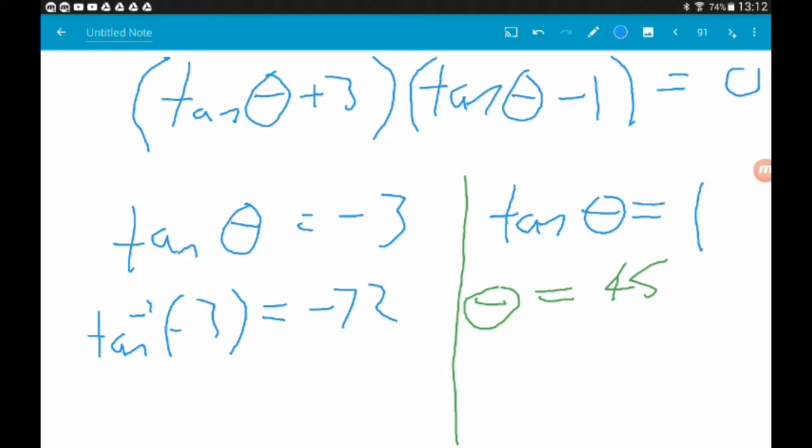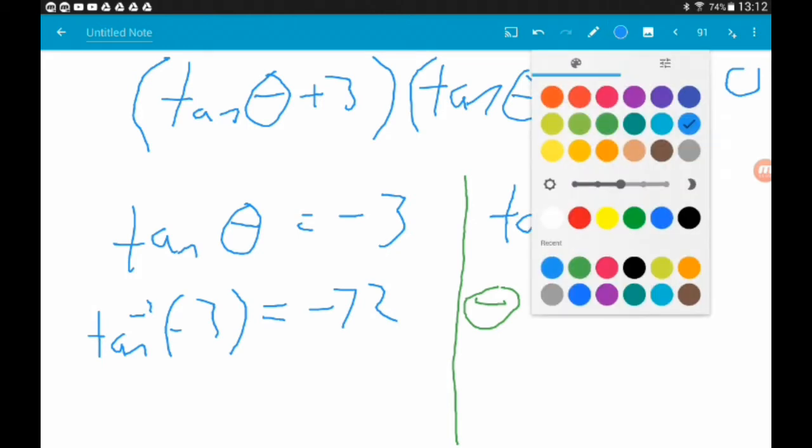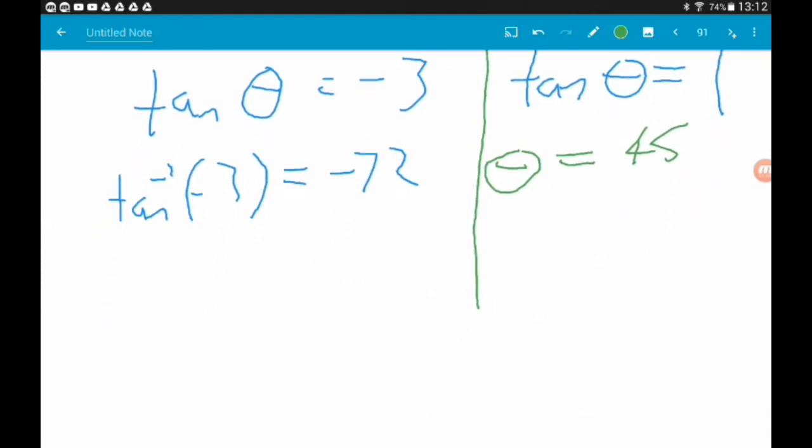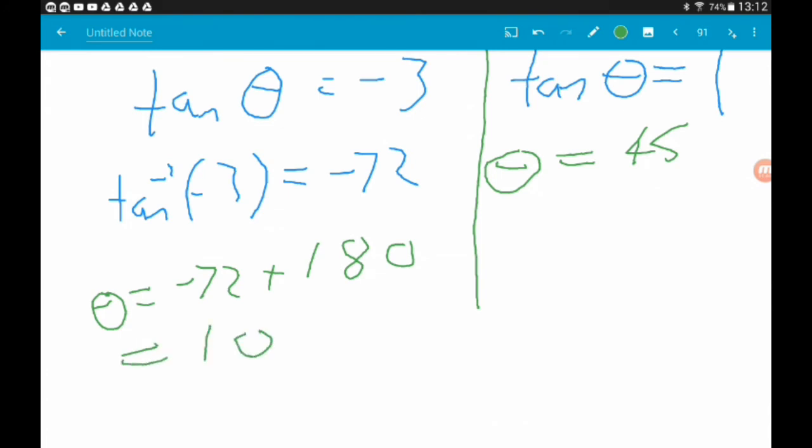As we're playing around with tan, all we've got to do is add 180 to minus 72, because the period of tan is 180. So theta is minus 72 add 180, which is 108. So those are our two values, 108 and 45.